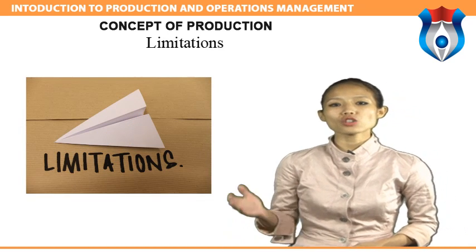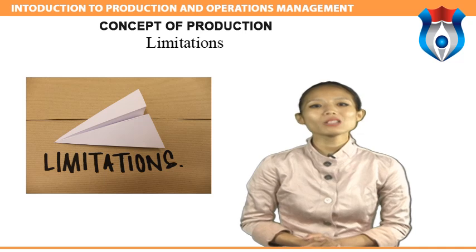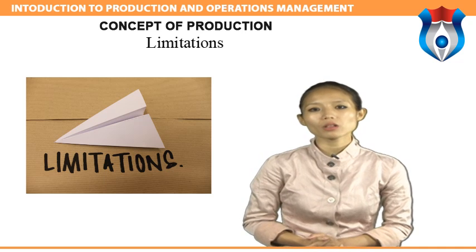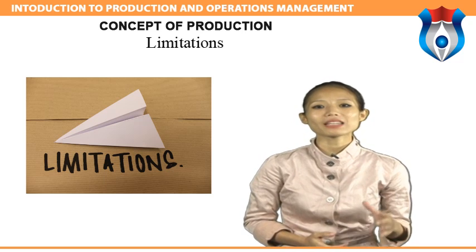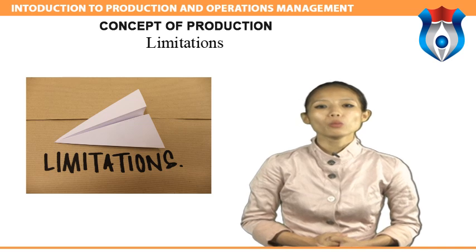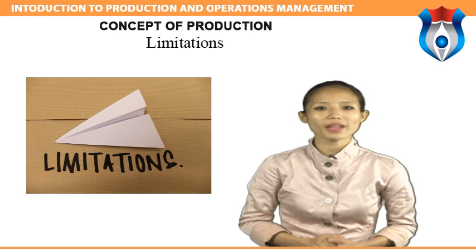Let's look at the limitations of batch production. Material handling is complex because of irregular and longer flows. Production planning and control is complex. Work in process inventory is higher compared to continuous production.